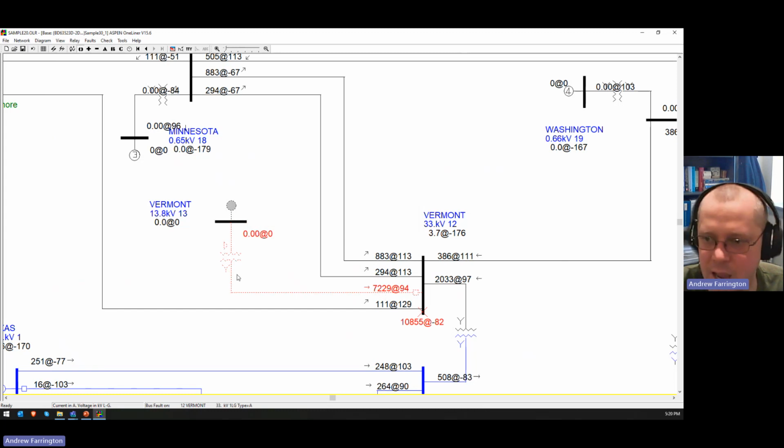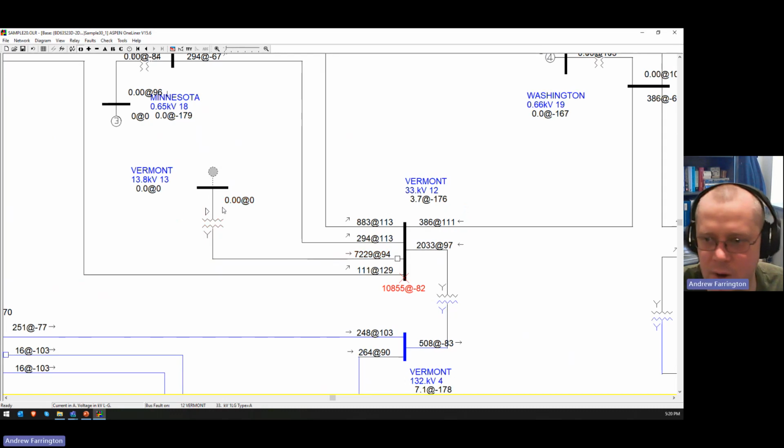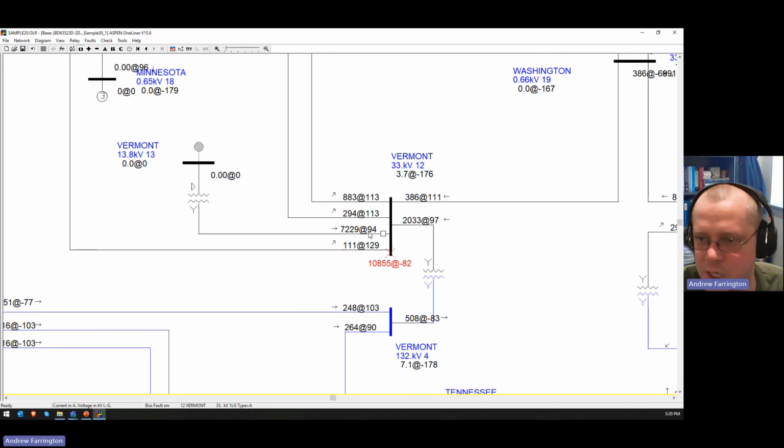7,200 amps coming out of this transformer, even though this generator is offline. So this is just coming from the transformer itself. The transformer is a source of zero sequence fault current. This is how a grounding transformer works too, right? It's just energized from one side, and yet it still provides zero sequence fault current.